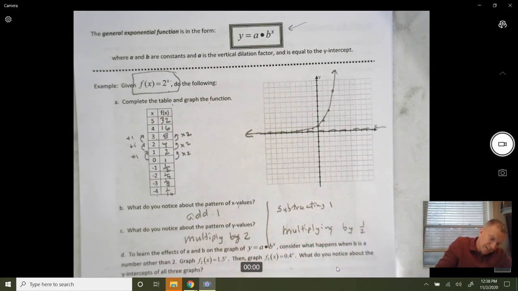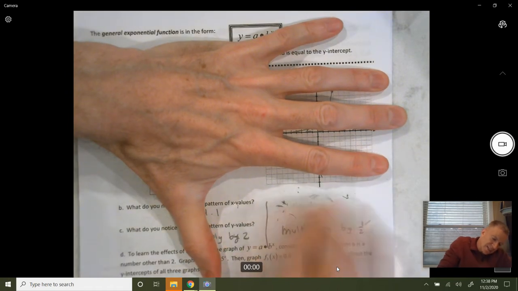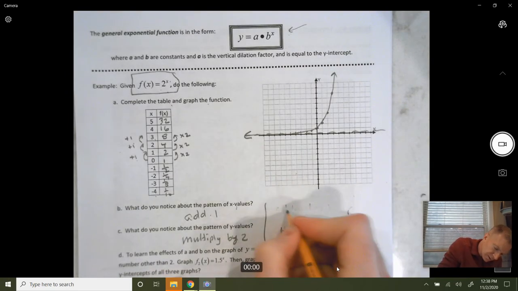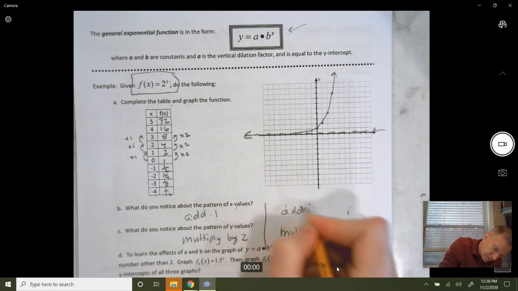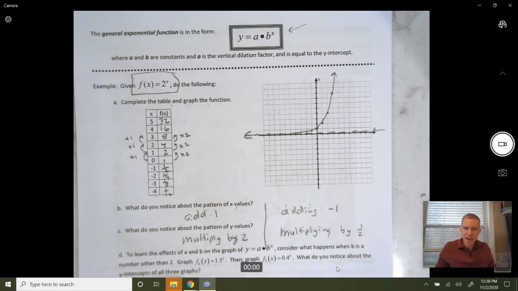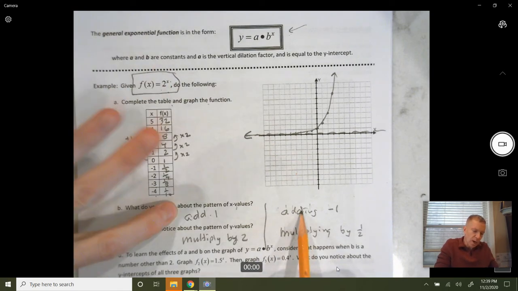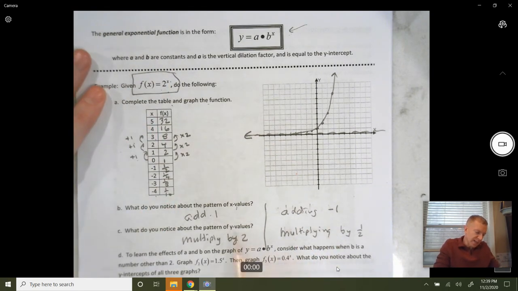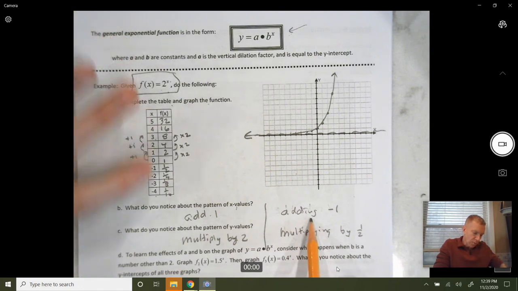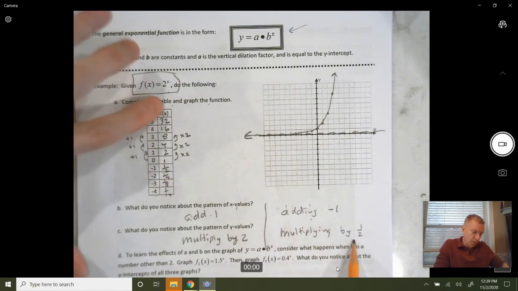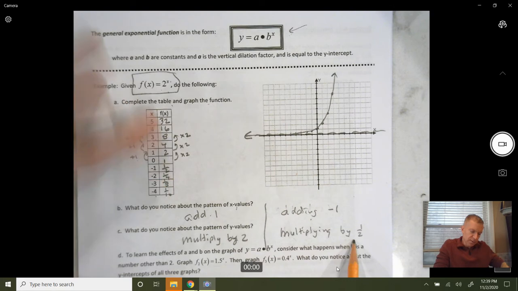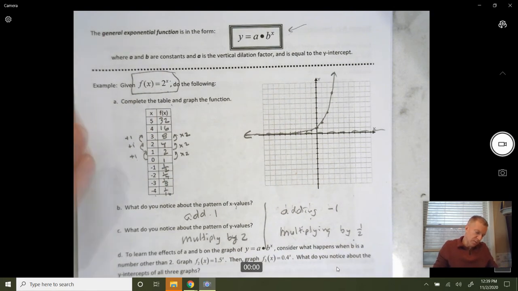And I'm not going to say subtracting 1. I'm going to say adding a negative 1. This way, that pattern we talked about on the first page, where every time you add something to the x's, you're multiplying the y's by a constant. So you're adding negative 1 if you go downwards, and you're multiplying by 1/2 as you go this way. Okay, so you could think about it either way.